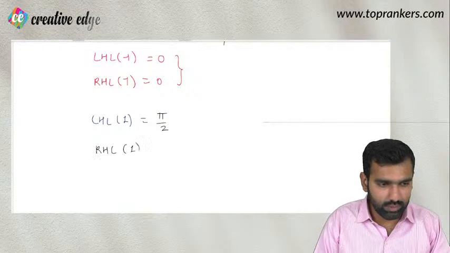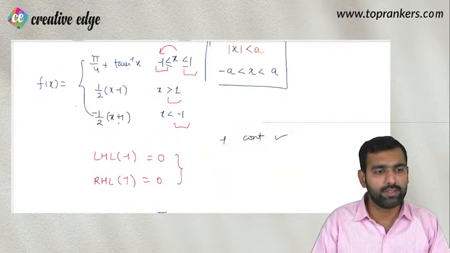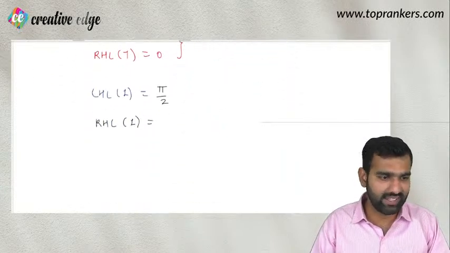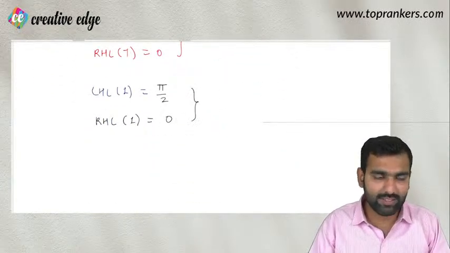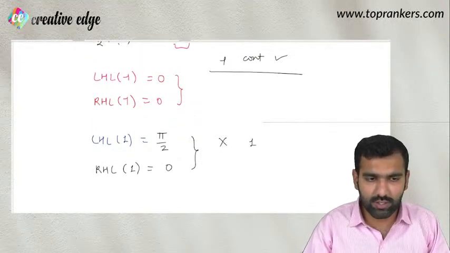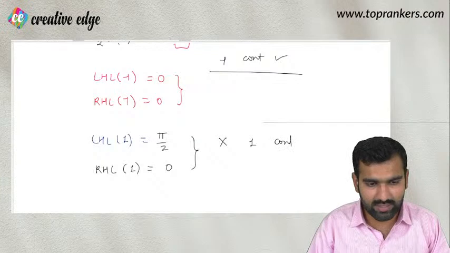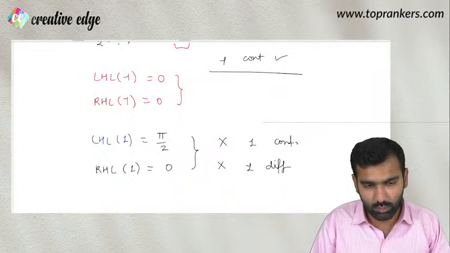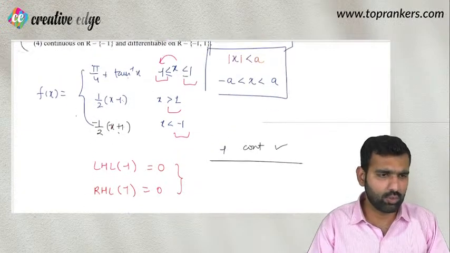अगर मैं इसकी राइट हैंड लिमिट निकालता हूँ 1 पर, तो व्हाट डज दैट टर्न आउट टू बी, I replace 1 here, so 1 minus 1 is 0, 0 into anything is 0. So yes, what we have realized so far is that this is not continuous at 1. So it was continuous at -1, but it is not continuous at 1. If it is not continuous at 1, ये 1 पे differentiable भी नहीं होगा, right? इतनी information के basis पे what option can we think of?